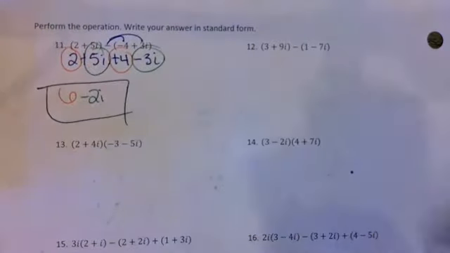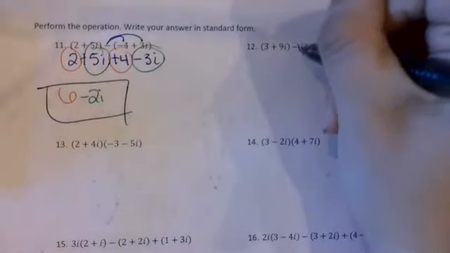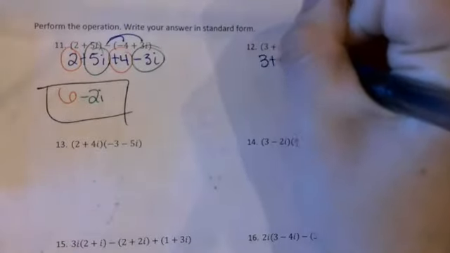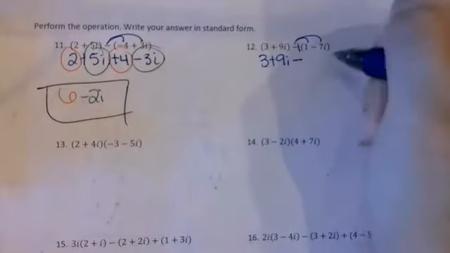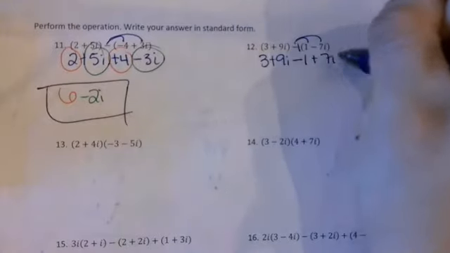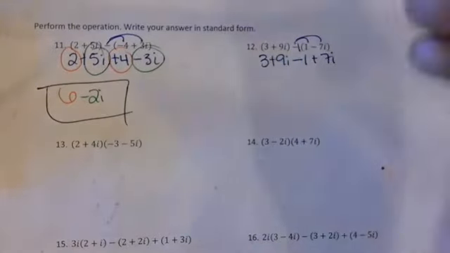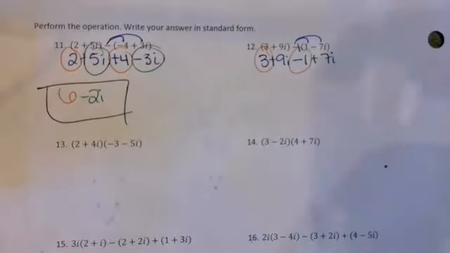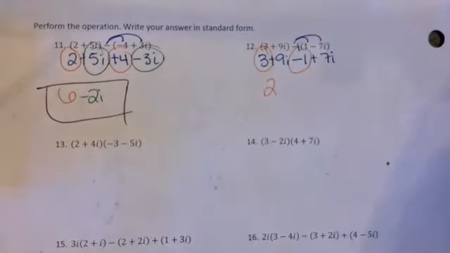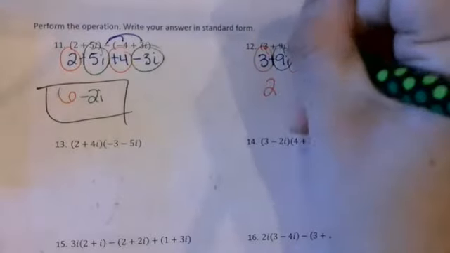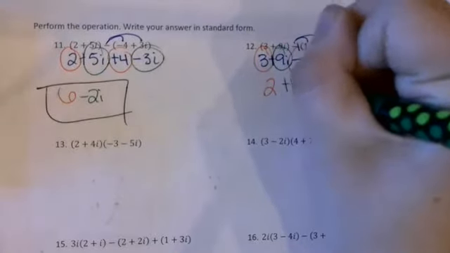Same thing on number 12. I have the minus in between, so I want to distribute that. The outside piece gets written the same. Minus 1 plus 7i, because I changed the signs. Then I add the two real pieces together. 3 minus 1 is 2, and the imaginary pieces get added. 9 plus 7 is 16.